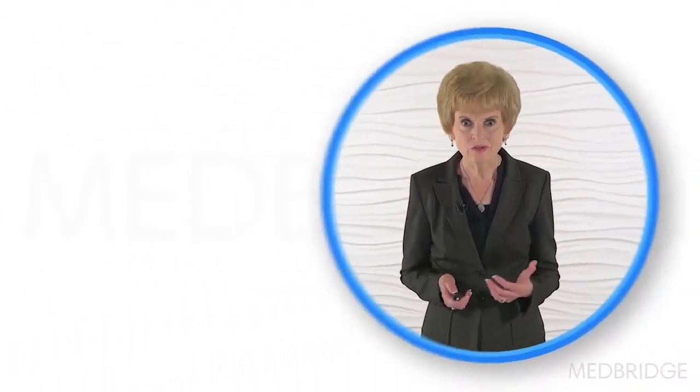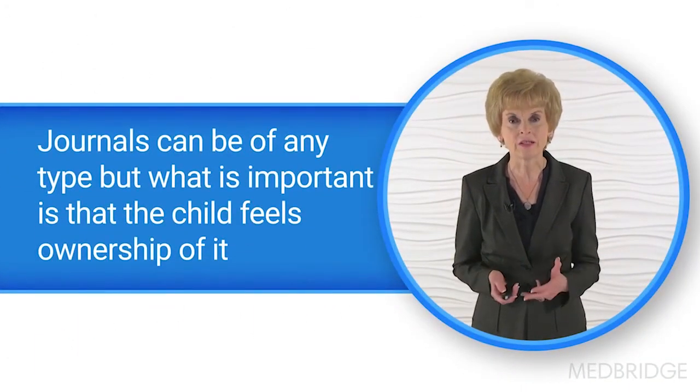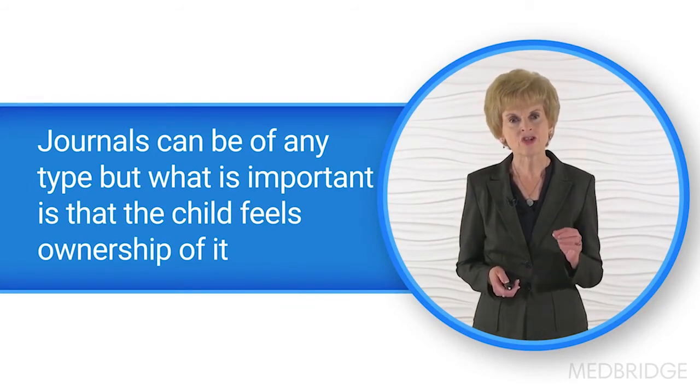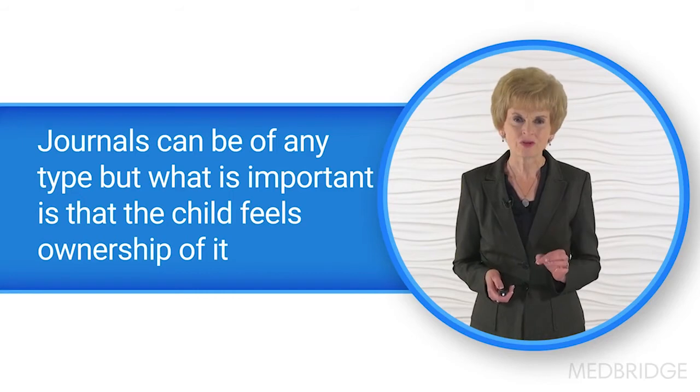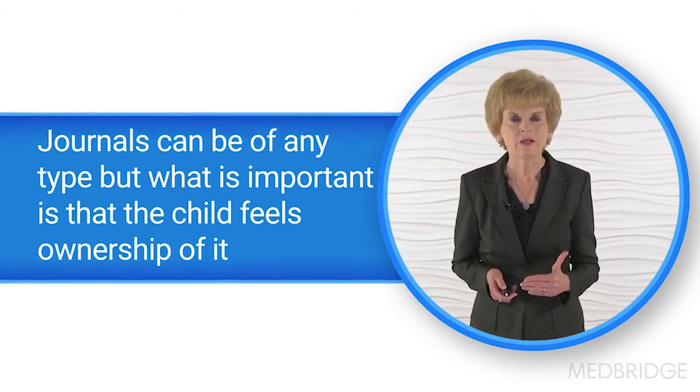So in making the journal entry, how are we going to do that? Well, first we need to select our journal format. We use something that's inexpensive, easy to get, like a notebook or a binder that we can put things in, but there are a lot of different formats that you could use. The important thing is that the child feels some ownership of it. This is your book, your experience, your journal.